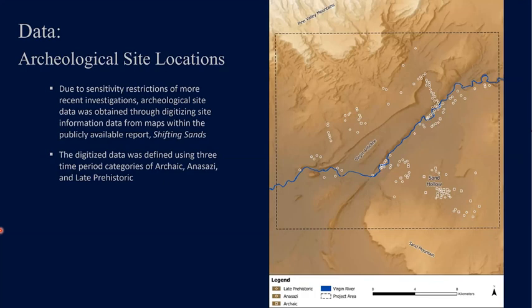The second data set was archaeological site locations, which were digitized from site information data from maps within the publicly available report, Shifting Sands. This was due to sensitivity restrictions of more recent investigations. The digitized data from Shifting Sands was defined into three different time period categories of Archaic, Anasazi, and Late Prehistoric, with the Archaic being the oldest and Late Prehistoric being the most recent occupation within the Sand Hollow area.